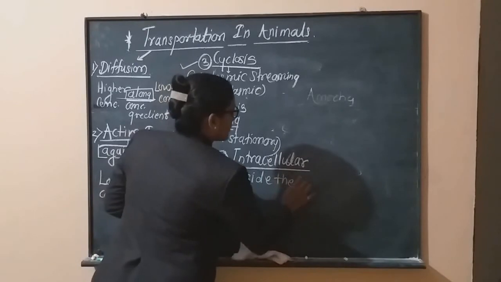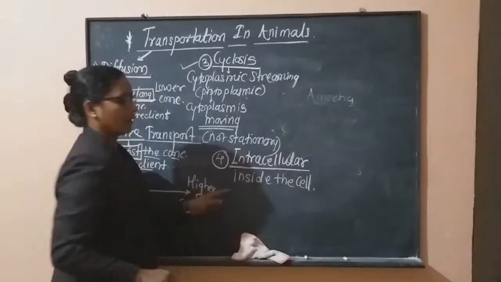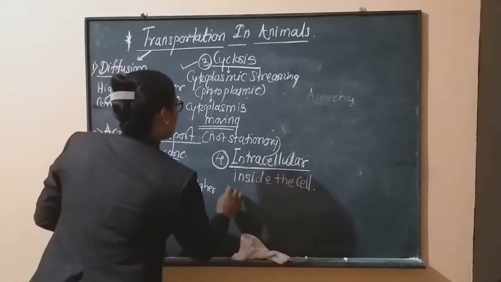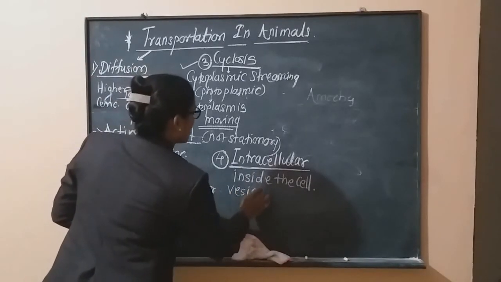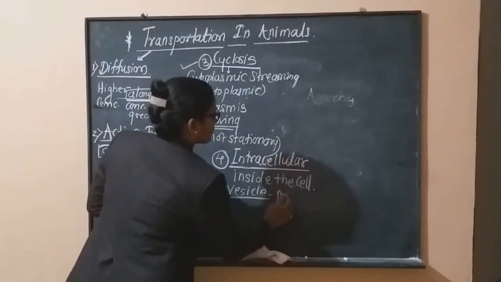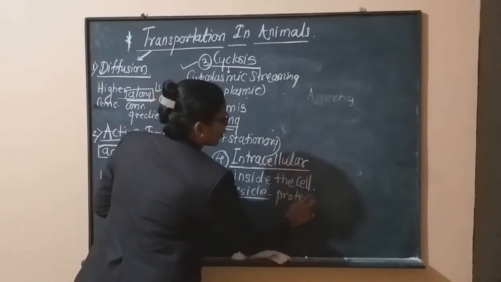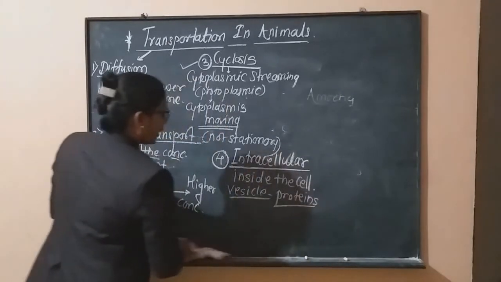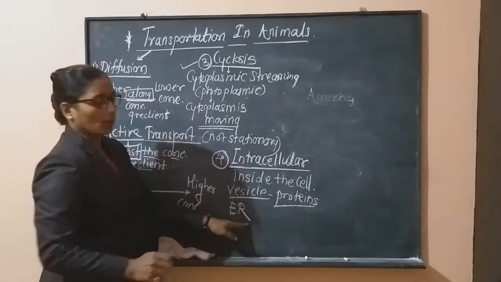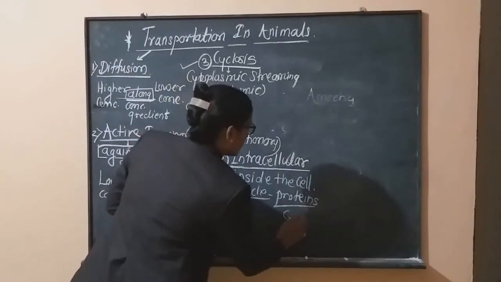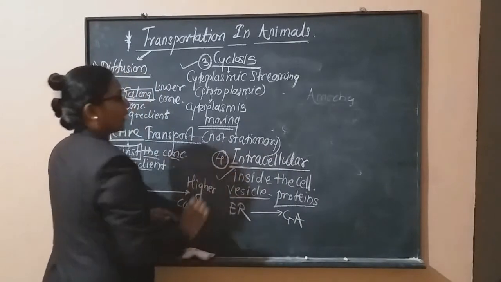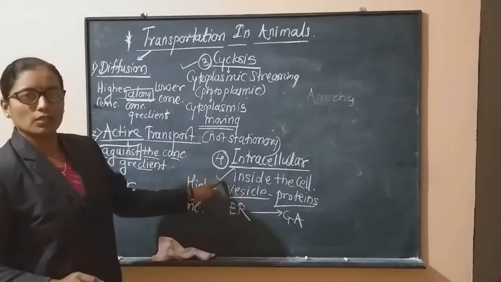Inside the cell means this type of movement of the vesicles. For example, we can observe the net movement of proteins. These proteins are synthesized on the endoplasmic reticulum and they move toward the Golgi complex. This movement is called intracellular transport.